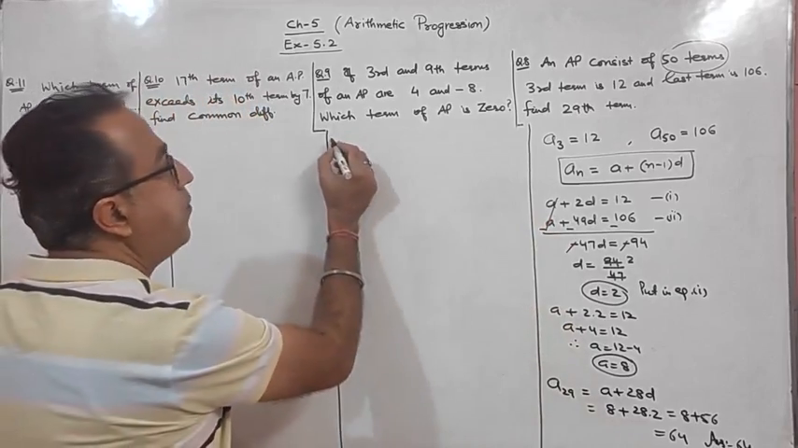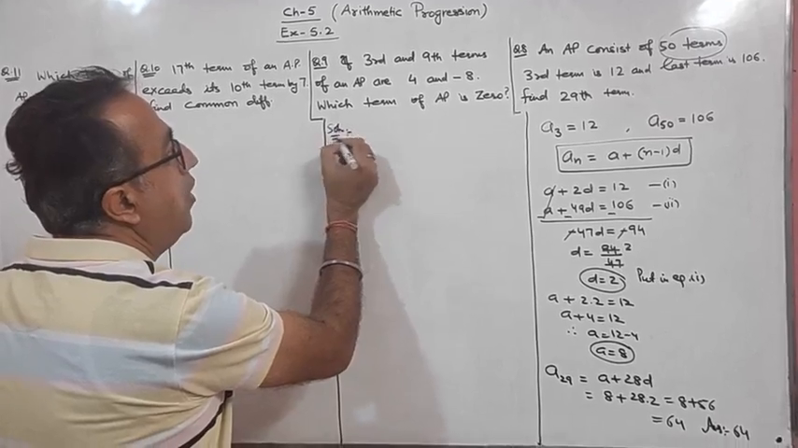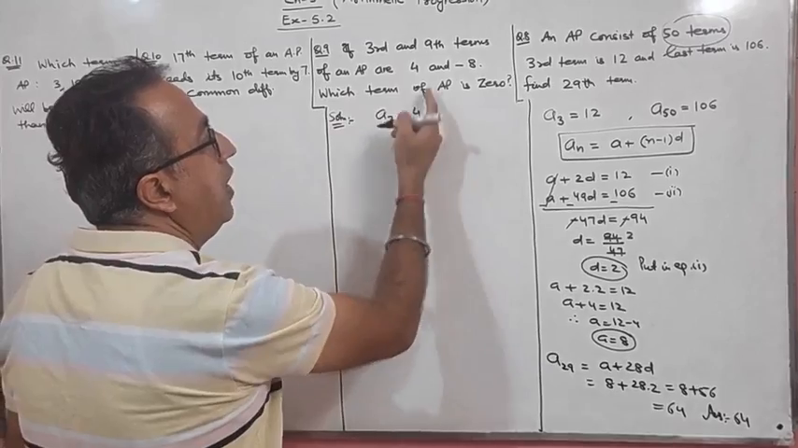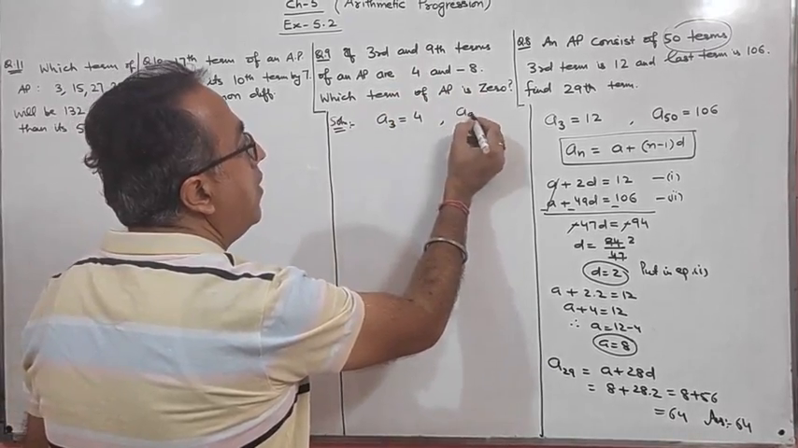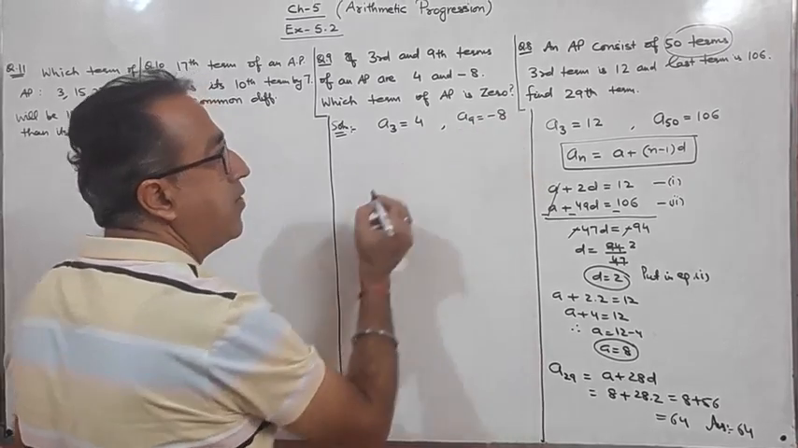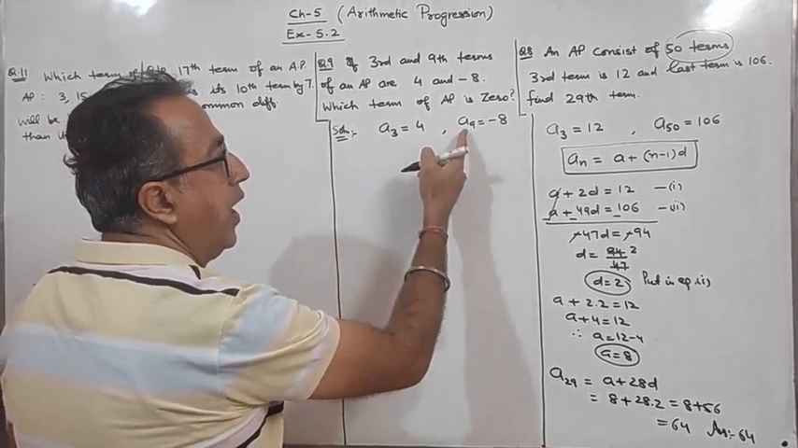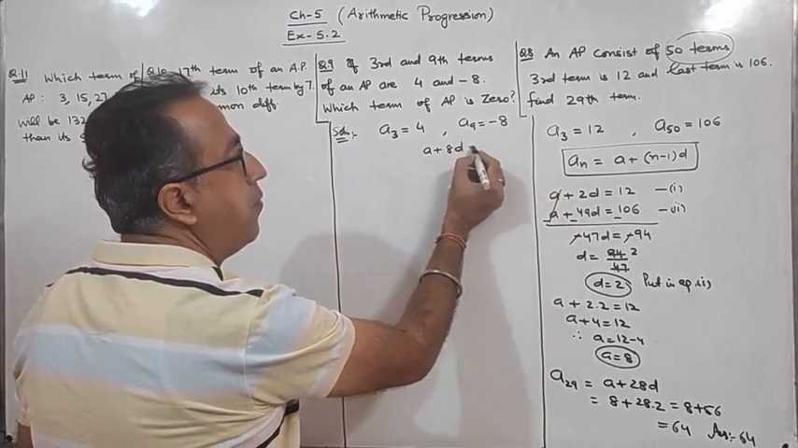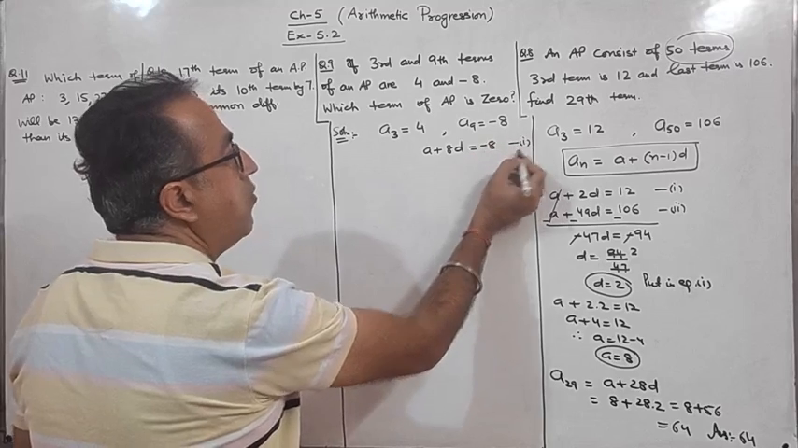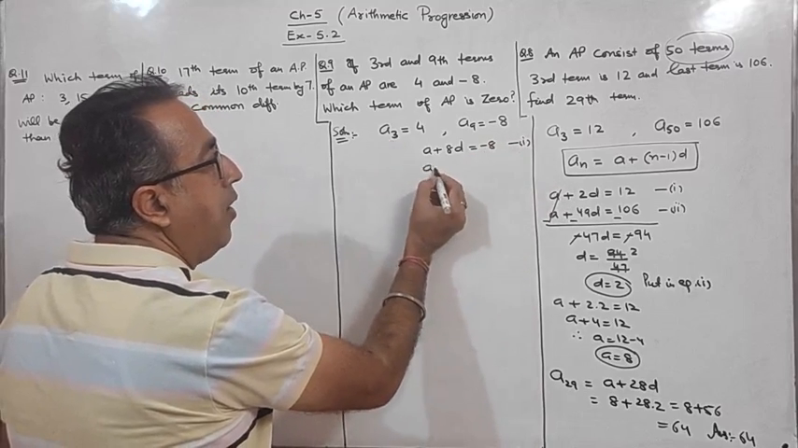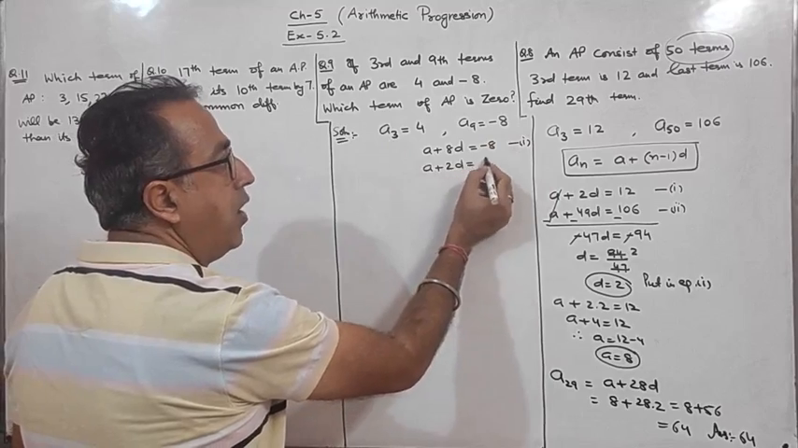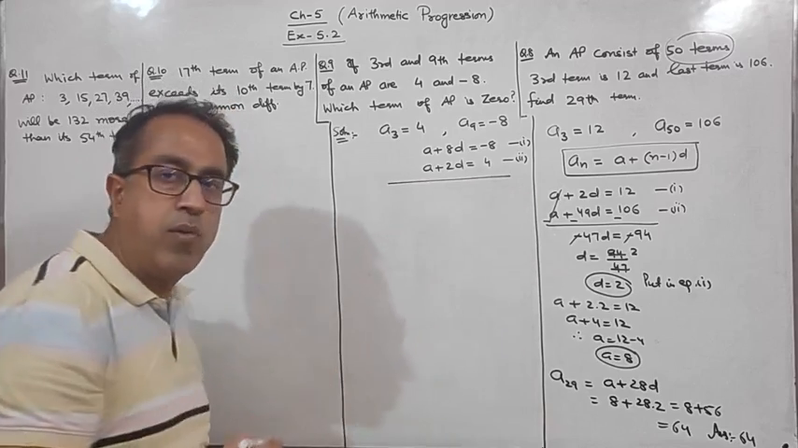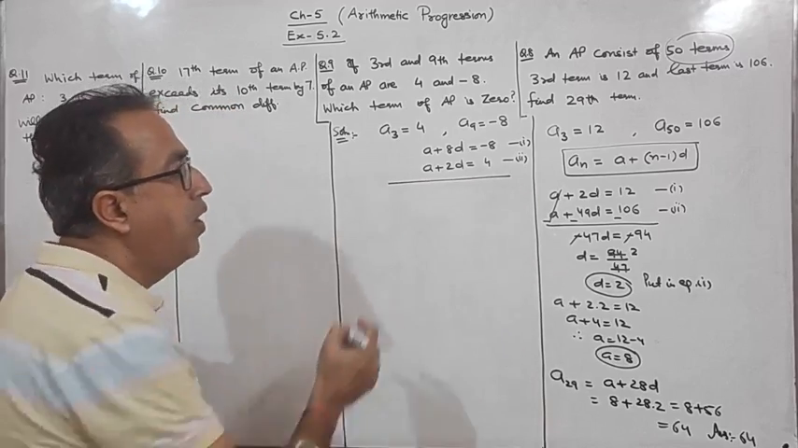So in this question, the third term is 4, it means a3 is 4. The ninth term is minus 8, it means a9 is minus 8. By the general term formula, the ninth term: a plus 8d is minus 8. This is equation 1. The third term formula: a plus 2d equals 4. This is equation 2. Again solving these equations for a and d.